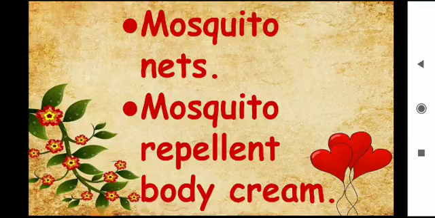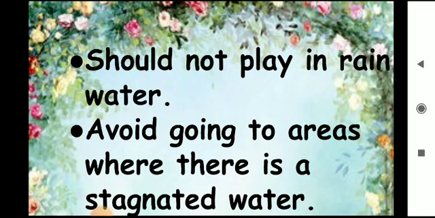Okay. And our next point maybe we should avoid going to areas where there is stagnated water, as we know that stagnated water helps in the breeding of mosquitoes, right? So we should not go to the areas where there is stagnated water, and we have to avoid playing in the rainwater also. Clear? So by applying all these points, we can protect ourselves from the mosquitoes. Clear?